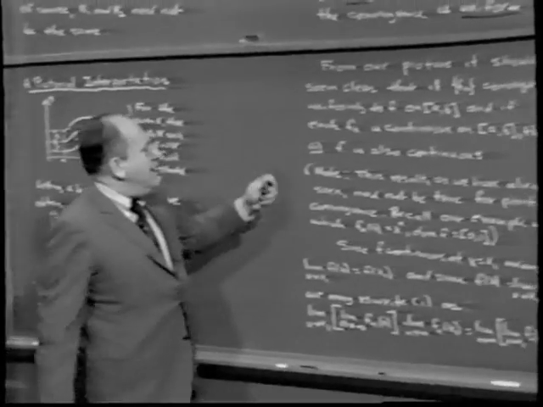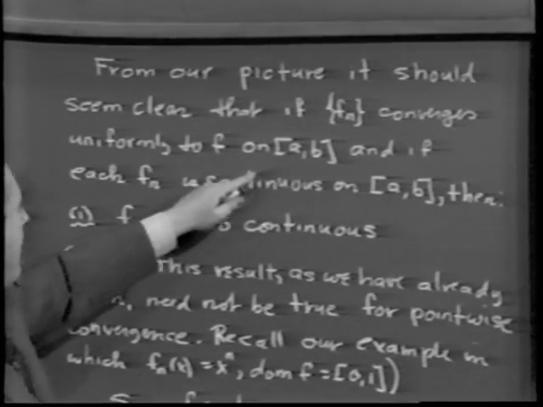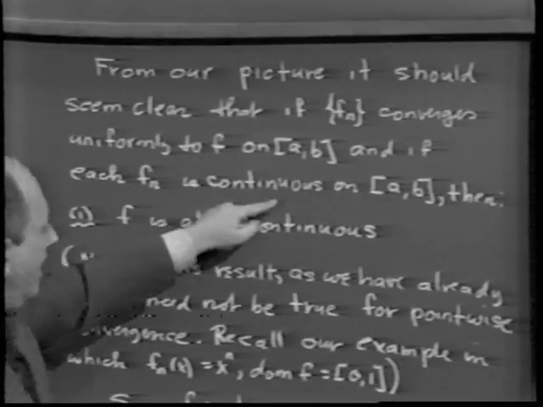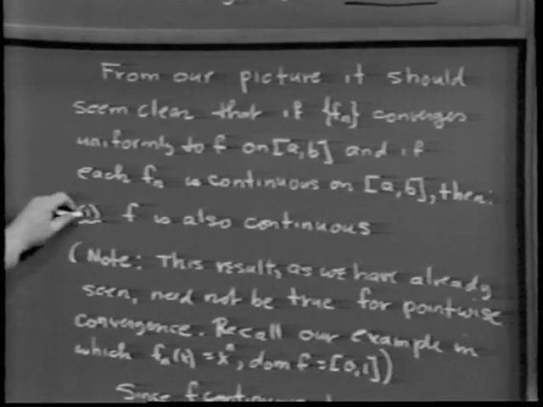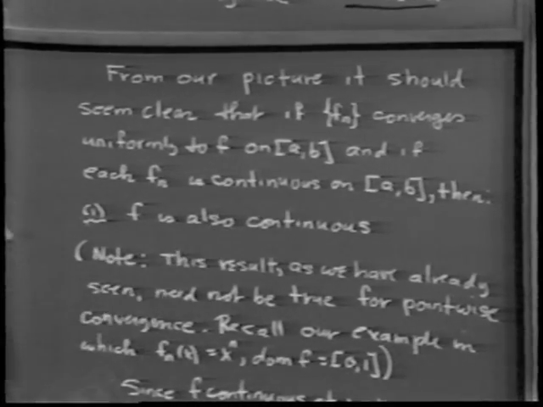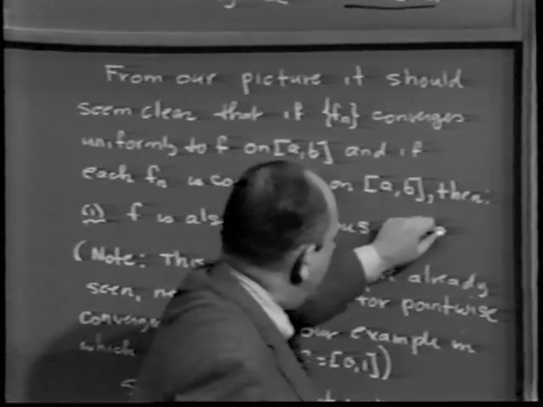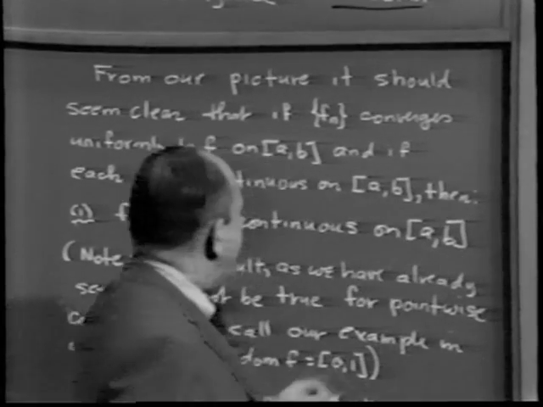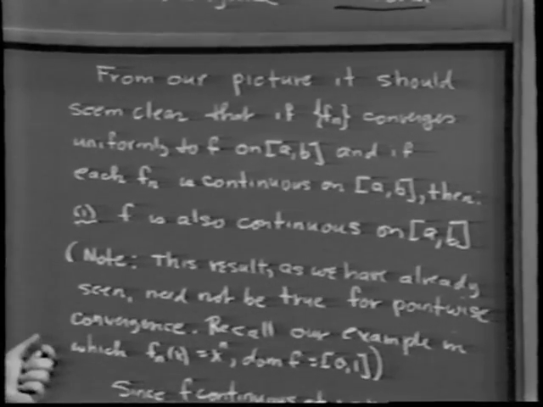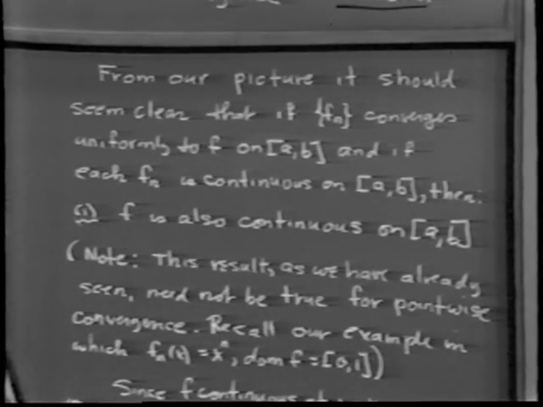Keep that in mind, and all I'm saying is this: from our picture, it should seem clear that if the sequence f sub n converges uniformly to f on AB, and if each f sub n is continuous on AB, then, and this is a fundamental result, f is also continuous on AB. Now you say, look, that's what you'd expect, isn't it? If every member of the sequence is continuous, why shouldn't the limit function also be continuous?